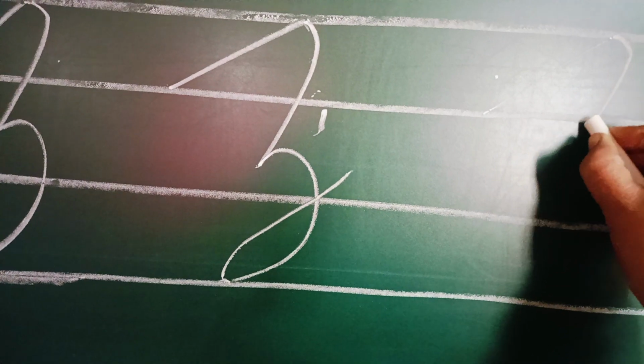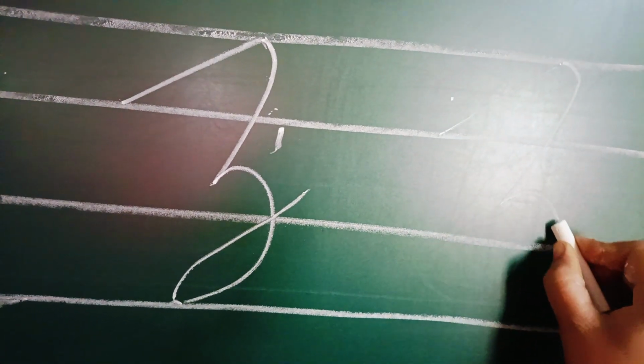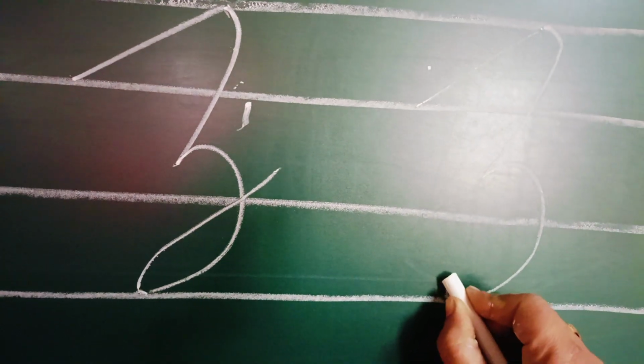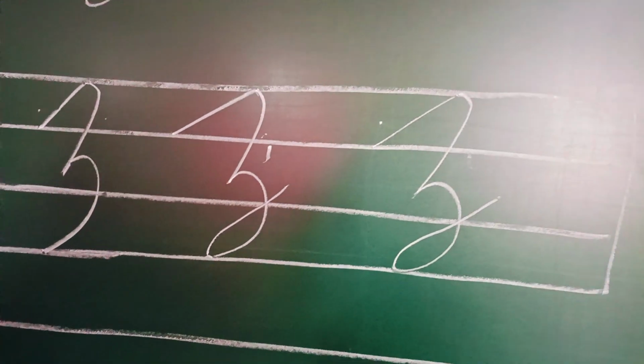Again, put your pencil on the second line, go up with a straight line, make a curve, come straight between the second and third line, and make a right curve, loop, and come out with a tail. This is a capital Z.